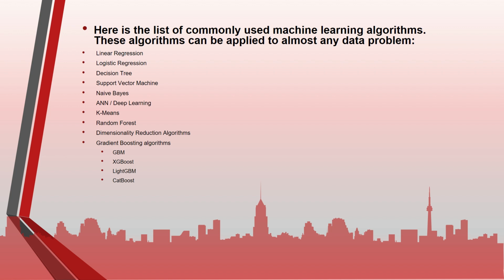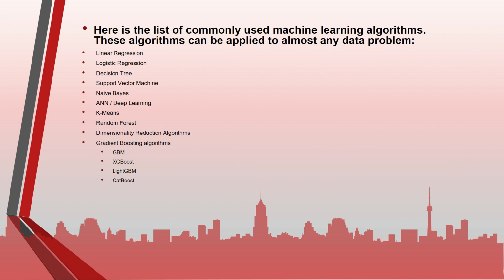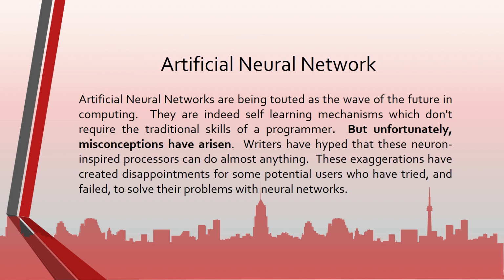Let's look at all of these examples. We have linear regression, sorry, logistic regression, decision tree, support vector machine, and so many more. However, today we will look into one of the common machine learning algorithms that is usually compared to a biological neural network. So the artificial neural network is the machine learning algorithm that we are going to go through today.